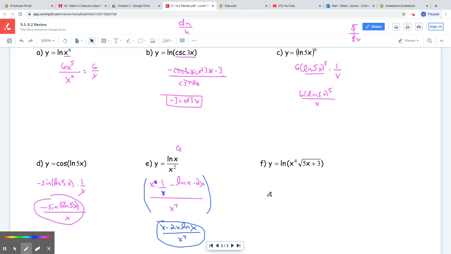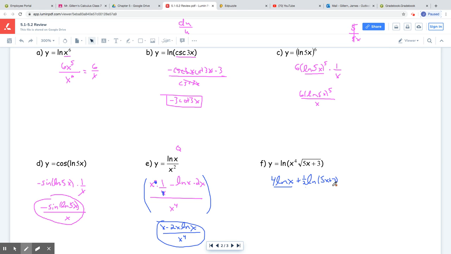All right. F. See how everything in here is on the inside of this natural log? So what you're going to want to do is expand this first. All right. So this is 4 ln x, right? Plus 1/2 ln of 5x plus 3. All right. So you expand first.